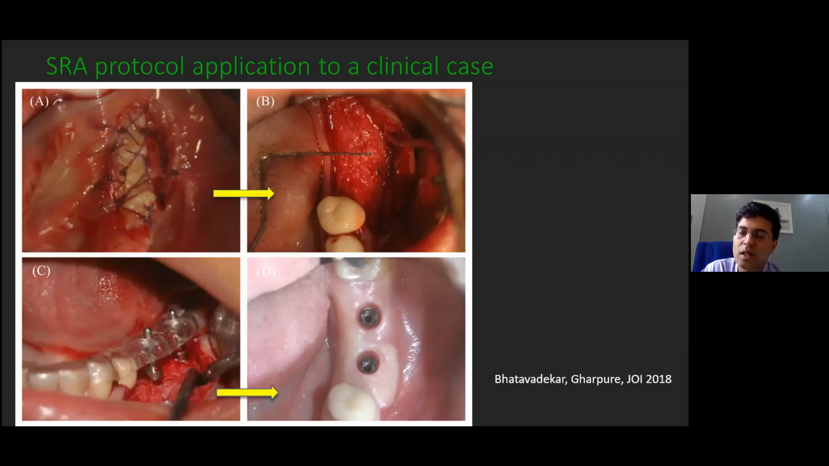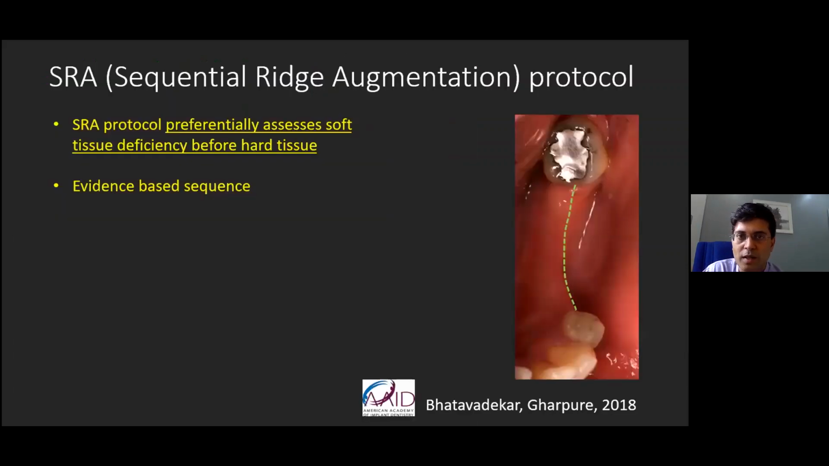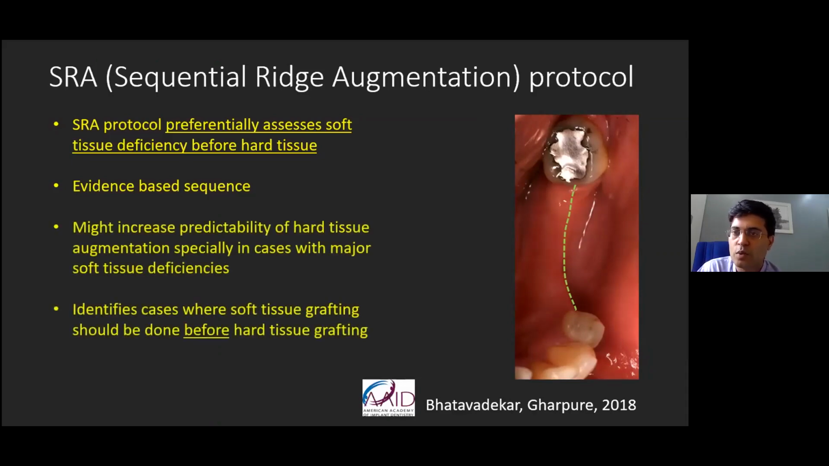And by doing this, you know from evidence that you are safer long-term in terms of stability and retention of these 2 implants. So what does the SRA protocol do? It basically preferentially assesses soft tissue deficiency before hard tissue deficiency. Keep in mind, again, I mentioned this to you in the beginning of the lecture, this is not something that is invented by me. I have put together evidence and I have published this, so this is evidence-based. So this is why it's more important to follow. This may increase predictability of hard tissue augmentation, especially in cases where major bone deficits exist. And it also identifies cases where soft tissue grafting should be done before hard tissue grafting is done.